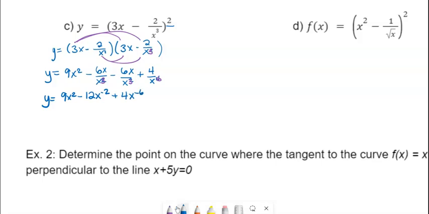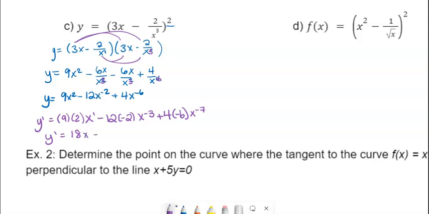Okay, now that I've done that, now I can actually take the derivative. Okay, y prime. Keep my constant, take the exponent, reduce the exponent by 1. Keep the constant. Take the exponent, reduce the exponent by 1. Keep the constant, take the exponent, reduce the exponent by 1. Clean it up. Okay, all right, let's try one more.